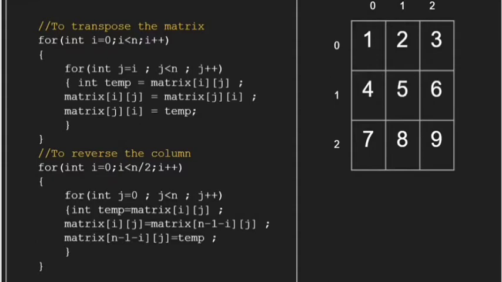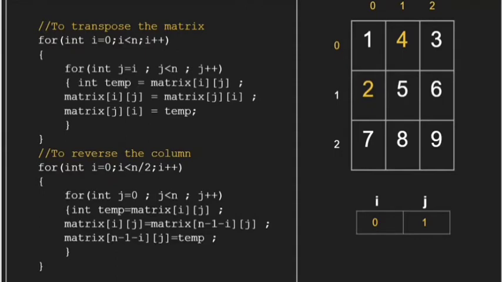As we can see, when i equals 0, as j starts from i, j will start from 0 and go up to n, that is 2 here. So for the first element, when i equals 0, j also is 0. So ij swaps with ji, that is 0 0, so swapping will have no effect. But for the second position, when i equals 0 and j equals 1, the ij element, that is the 0 1 position element, which is 2, will swap with the 1 0 element, that is 4.